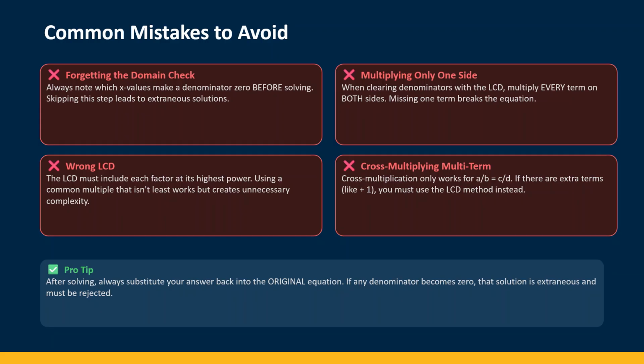The pro tip at the bottom reinforces the habit of always substituting your answer back into the original equation to confirm it does not produce a 0 denominator.